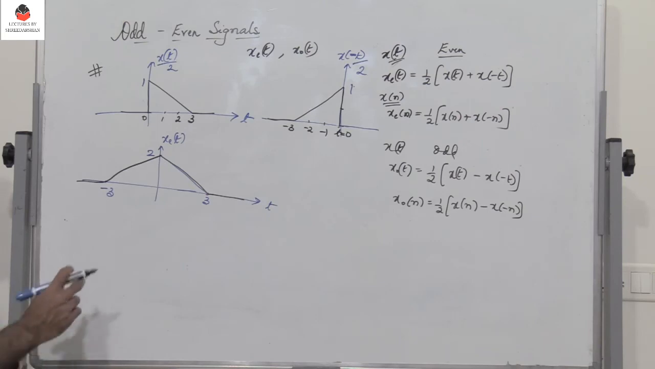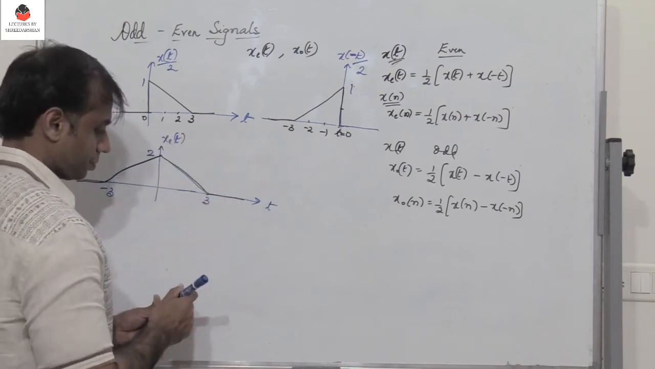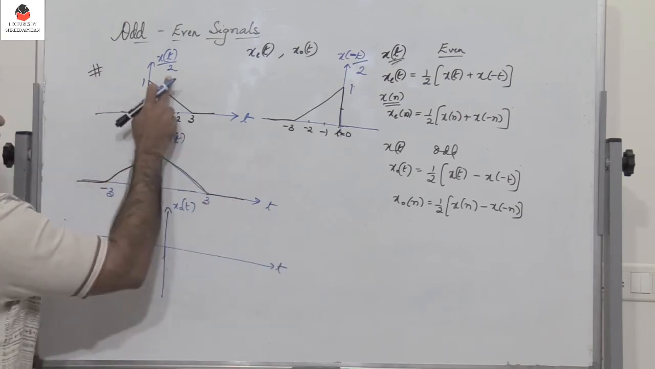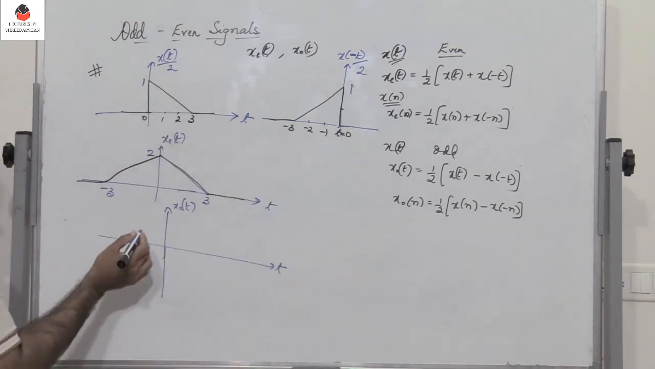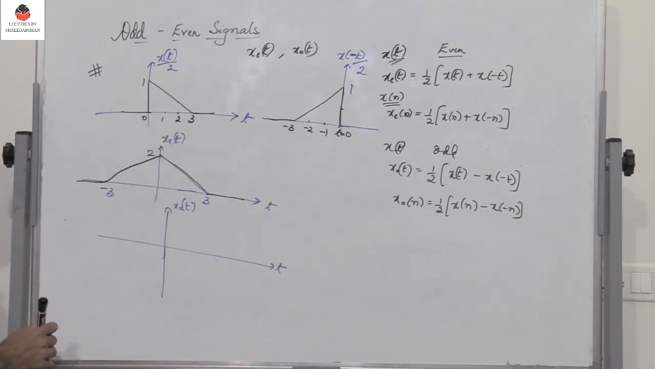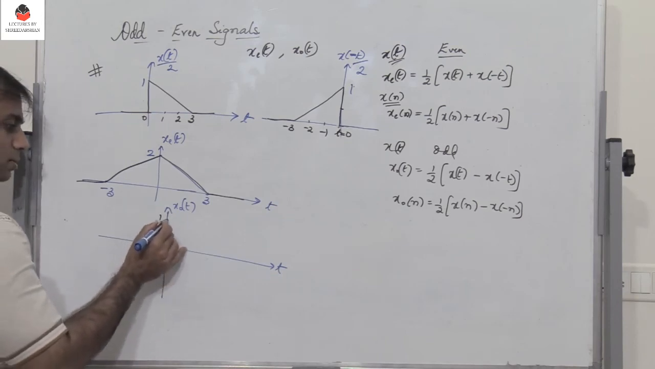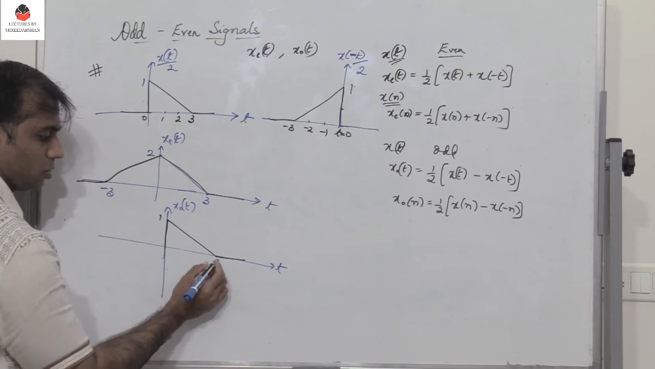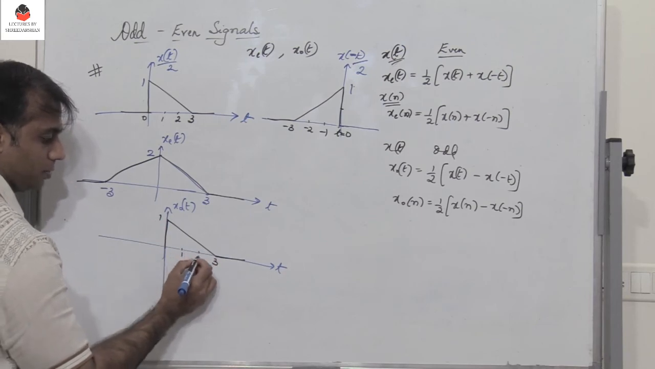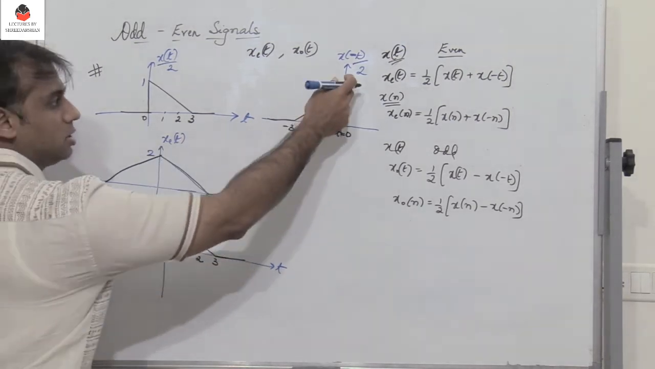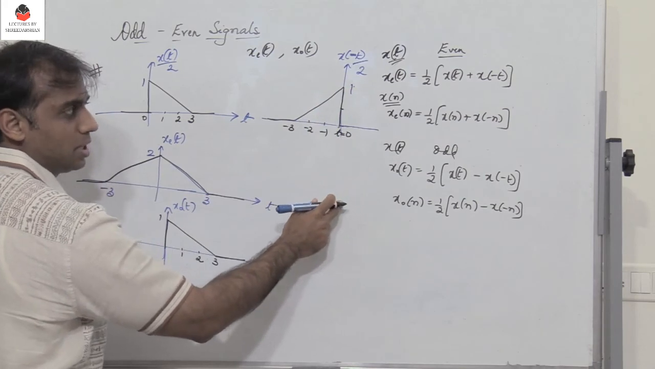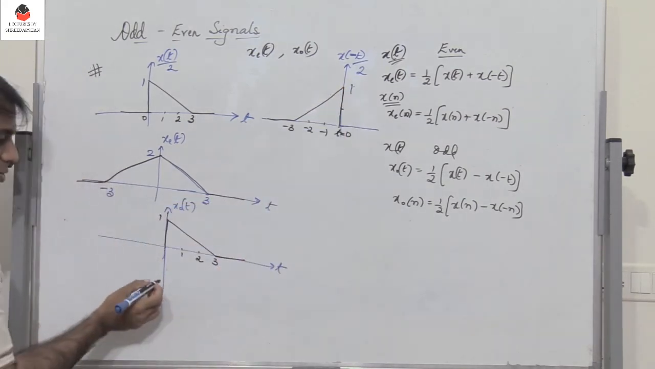The odd component, I need to subtract these two. To subtract these two, I have x of t by 2. So this signal remains as it is, with an amplitude 1 going down to 0 at t equal to 3. The other one is subtracted, so this amplitude becomes negative. So what was 1 becomes minus 1.